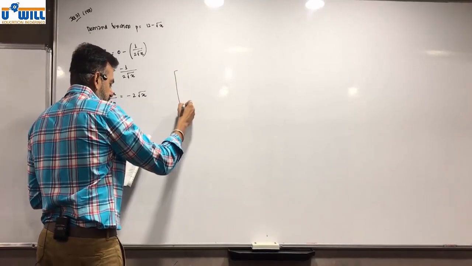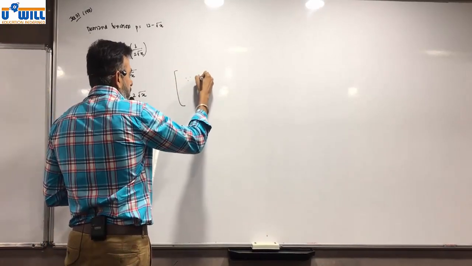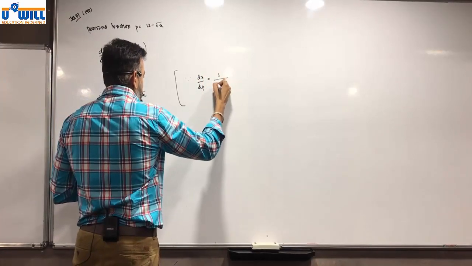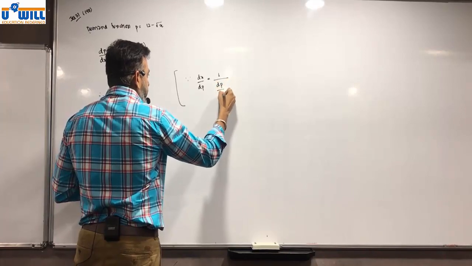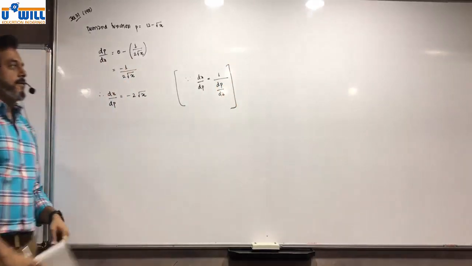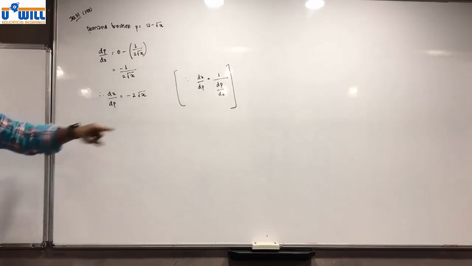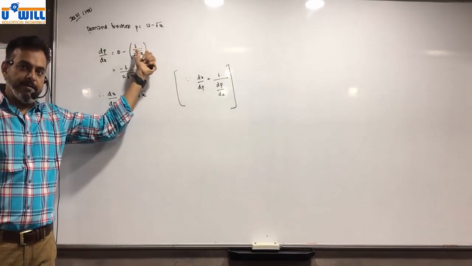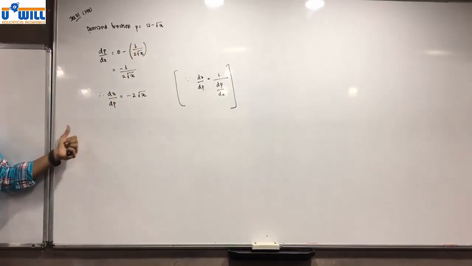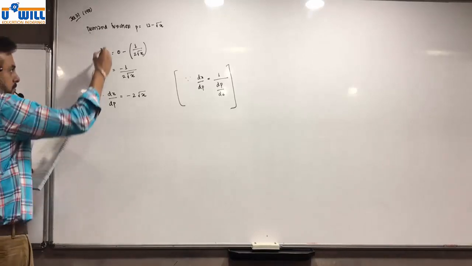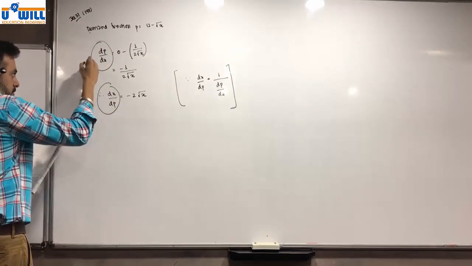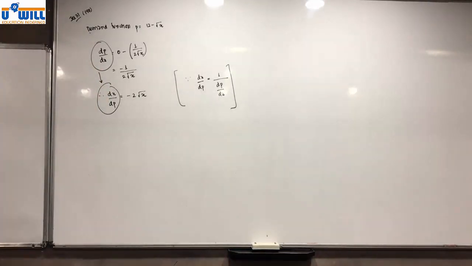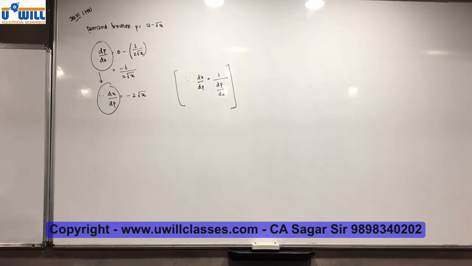Here, it is given because the derivative of X with respect to P is equal to 1 upon the derivative of P with respect to X. So this will come over here. This is an important step. Pay attention please. I'm marking it like this. Be careful about this in the exam. Okay? Then we will be able to solve this easily.